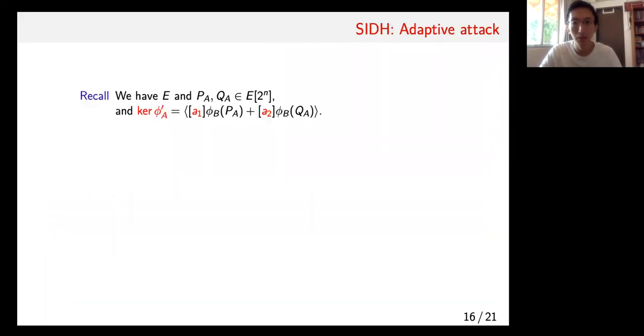So let's move on to a slightly different attack. That was very heavy mathematically. Let's look at something a little bit lighter. This is more crypto. Recall that we have E, and then we have PA, QA, and this torsion subgroup. And this is the secret kernel that Alice uses, right? So we want to try to recover phi A.